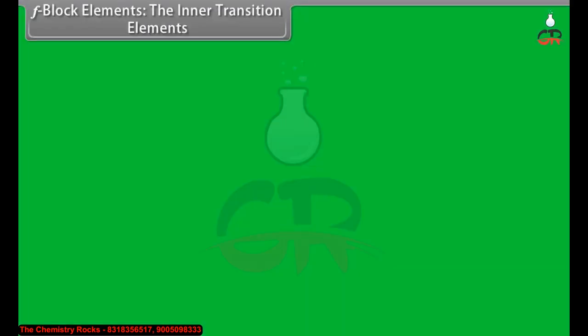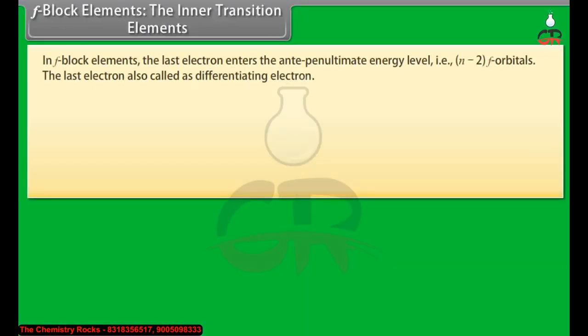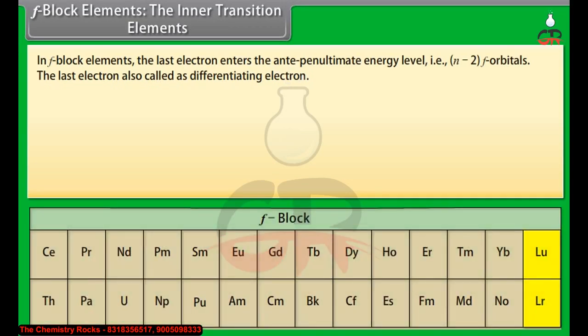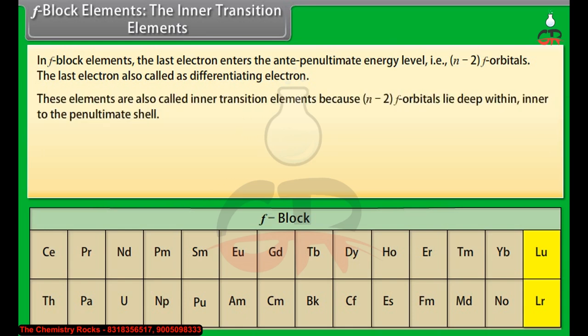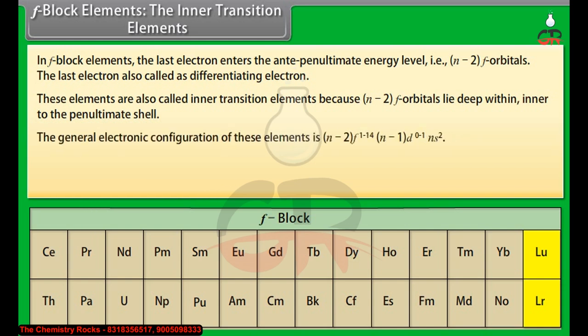F block elements, the inner transition elements. In F block elements, the last electron enters the antepenultimate energy level, that is, the (n-2) f orbitals, where n can be 6 or 7. The last electron is also called the differentiating electron. These elements are also called inner transition elements because (n-2) f orbitals lie deep within, inner to the penultimate shell. The general electronic configuration of these elements is (n-2)f1 to 14, (n-1)d0 to 1, ns2.